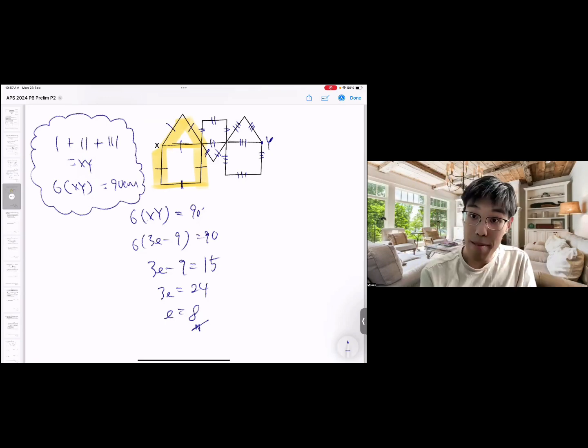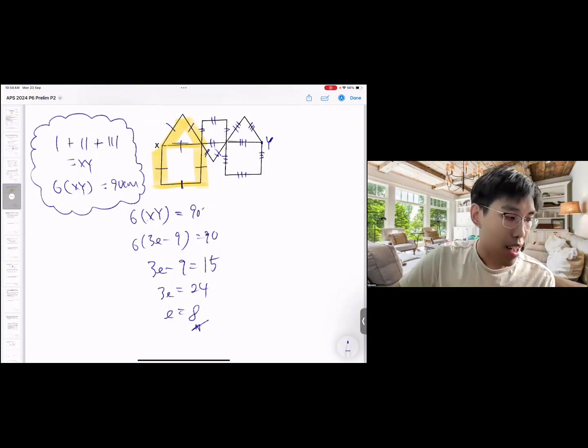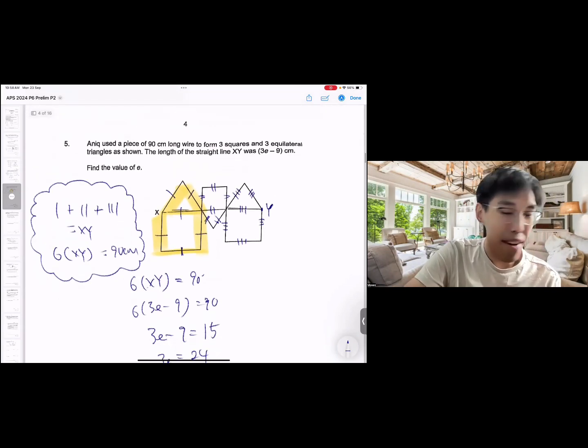This is the idea that we're looking at. Okay? The rest is just algebra stuff. So that's why I say that algebra stuff I also want to make until like that. This paper is quite tough already. Okay, can? So this is question 5.